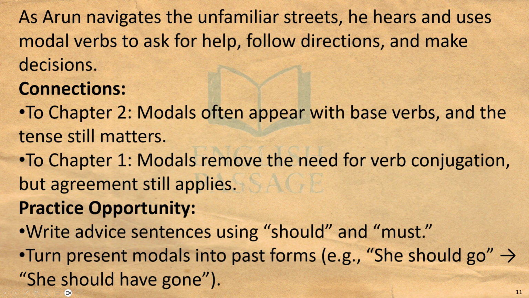As Arun navigates the unfamiliar streets, he hears and uses modal verbs to ask for help, follow directions, and make decisions. Connections. To Chapter 2, modals often appear with base verbs, and the tense still matters. To Chapter 1, modals remove the need for verb conjugation, but agreement still applies. Practice opportunity. Write advice sentences using should and must. Turn present modals into past forms. Example, she should go, she should have gone.